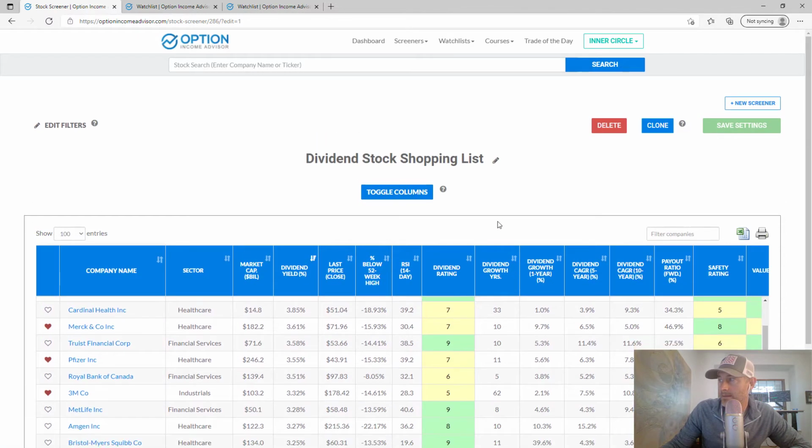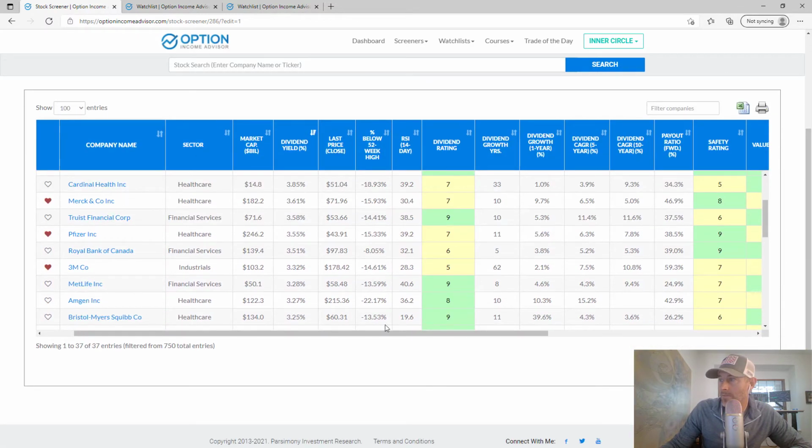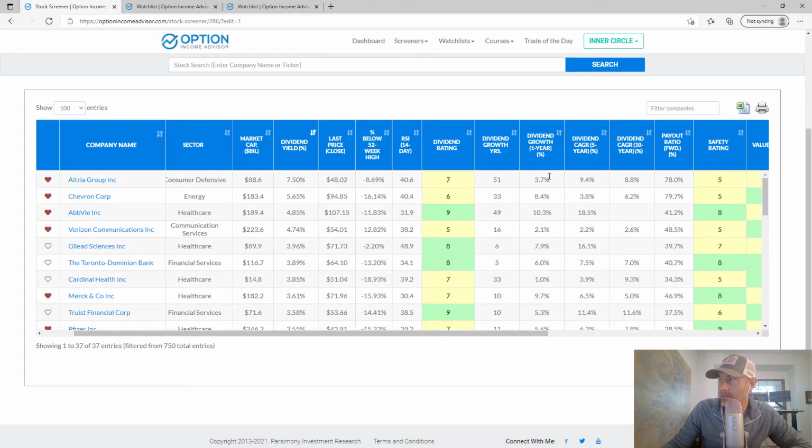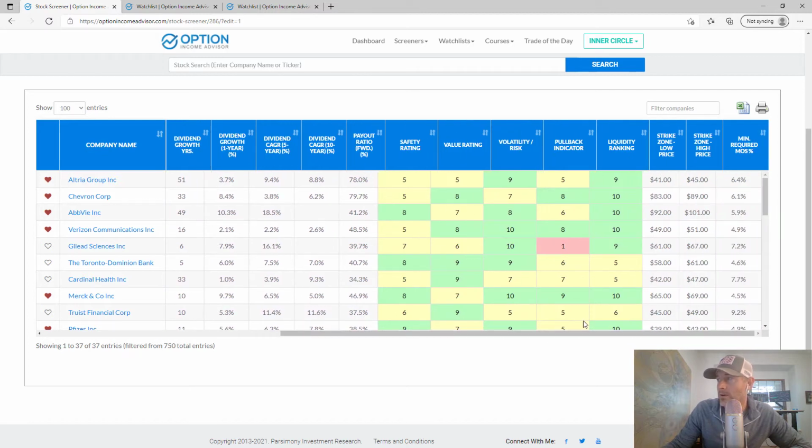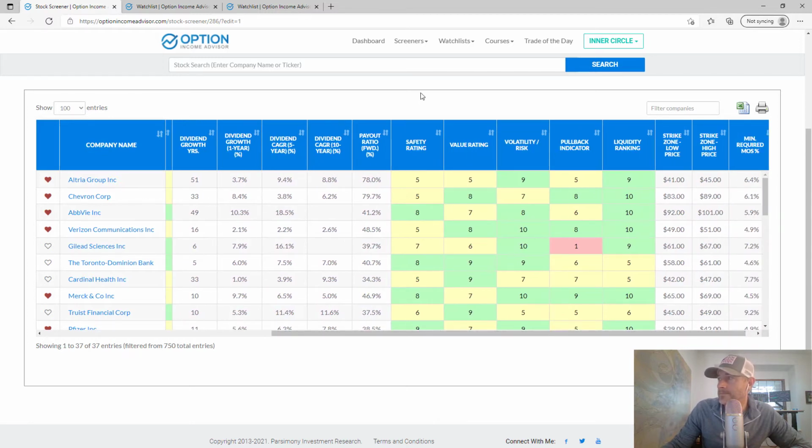What I've put on here is I've added all the dividend metrics. So I've got dividend growth in years, and then 1, 5, and 10-year compound annual growth rates, and then I've got the payout ratio, so you can quickly see the strength of those metrics and why those ranked out pretty highly. And then as you scroll over, you've got your safety, value, volatility, pullback, and liquidity rankings, as well as the strike zone metrics if you're looking to sell cash secured puts here.